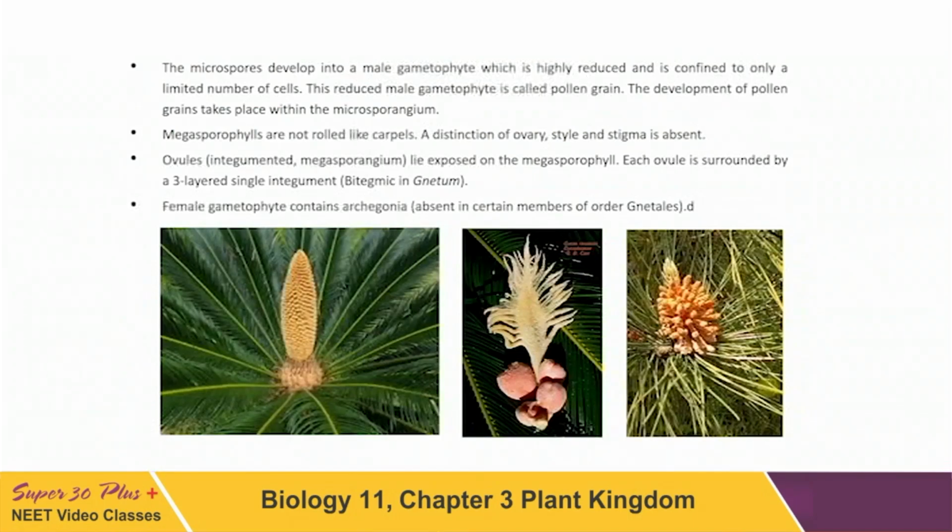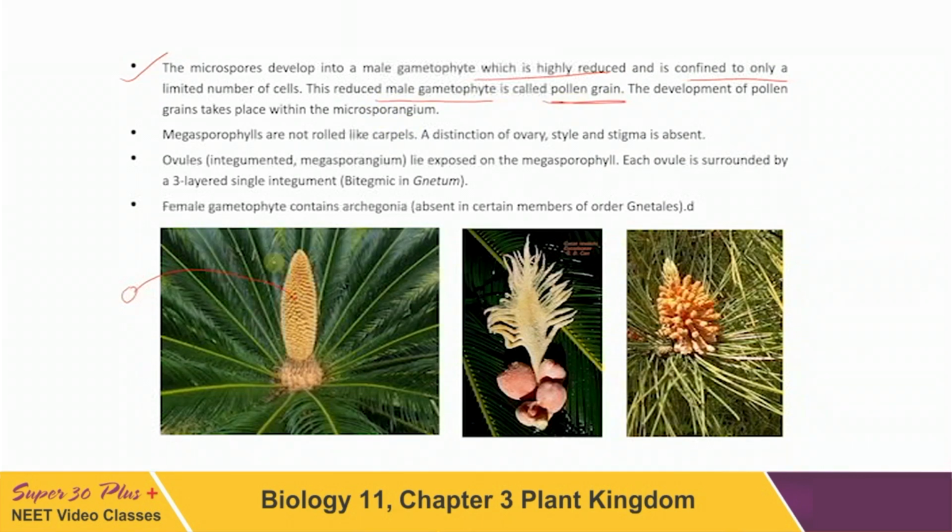The microspores develop into the male gametophyte. This is the male cone here in cycas. The male gametophyte is highly reduced because it has to make the male gamete, and it is confined to only a limited number of cells. The reduced male gametophyte is called the pollen grain.